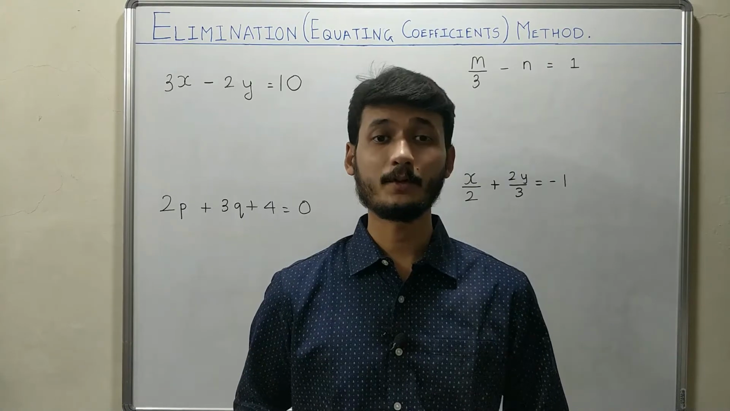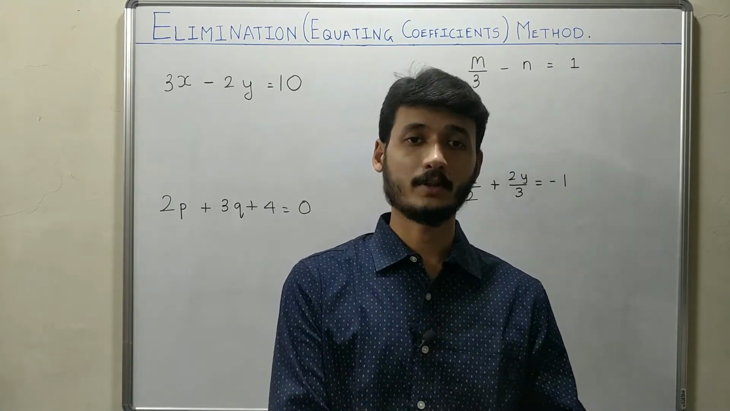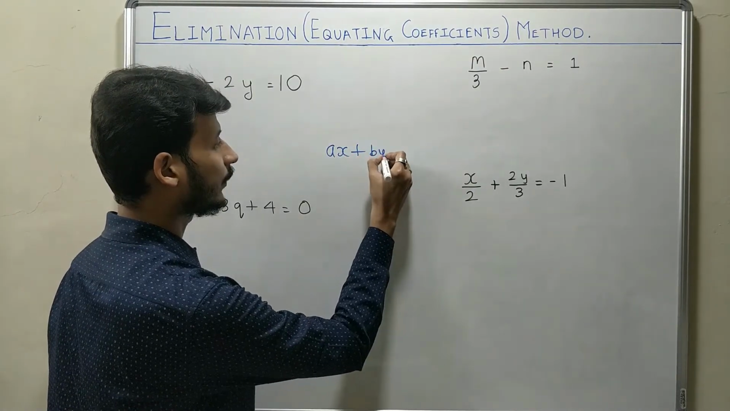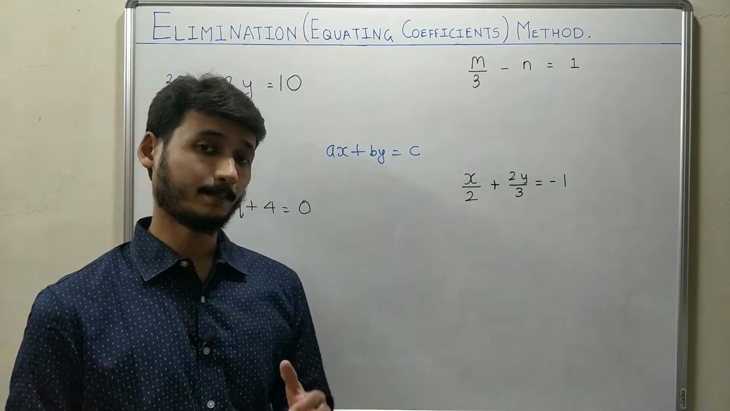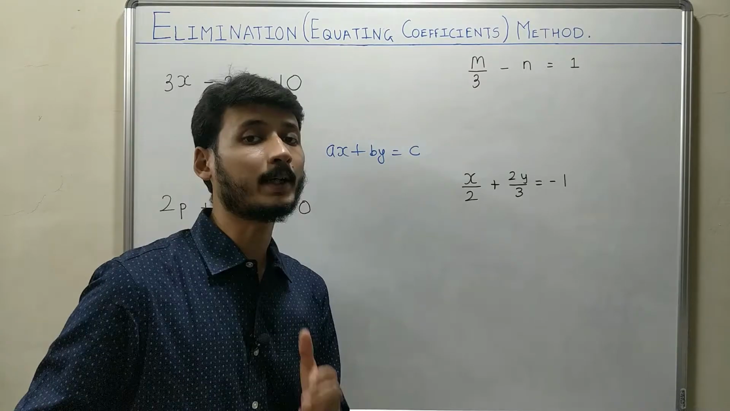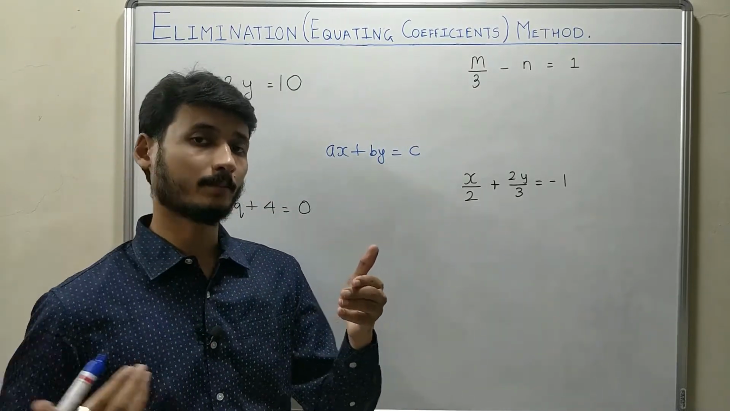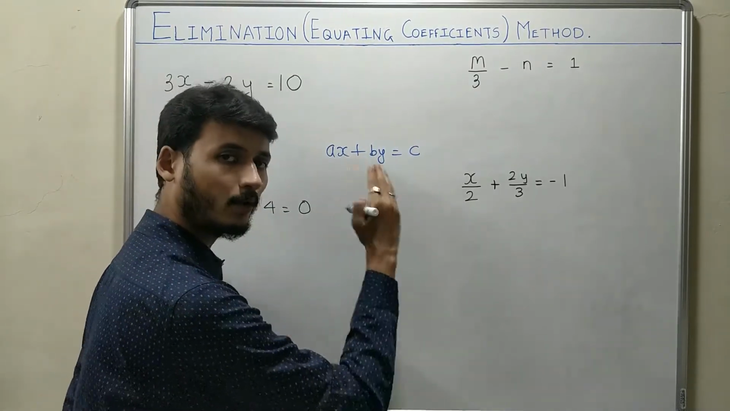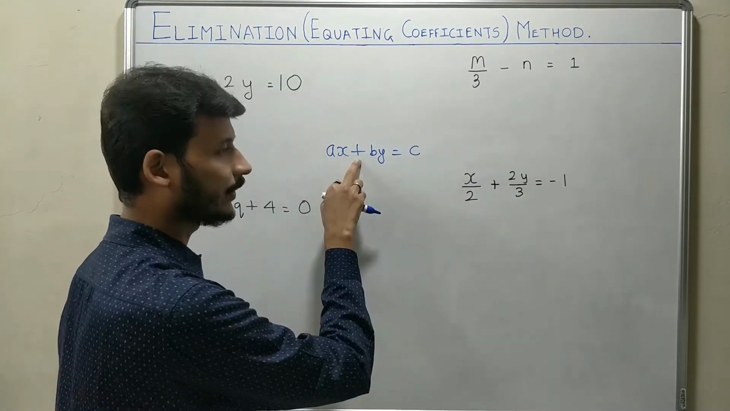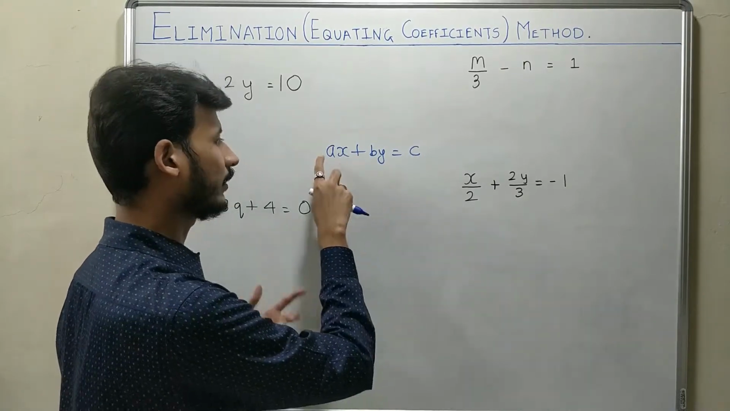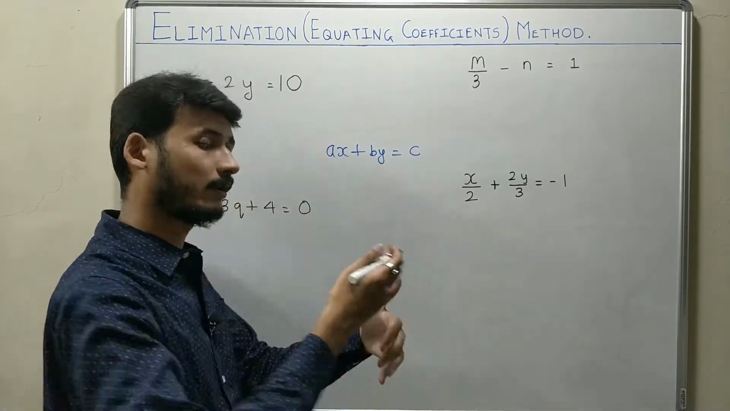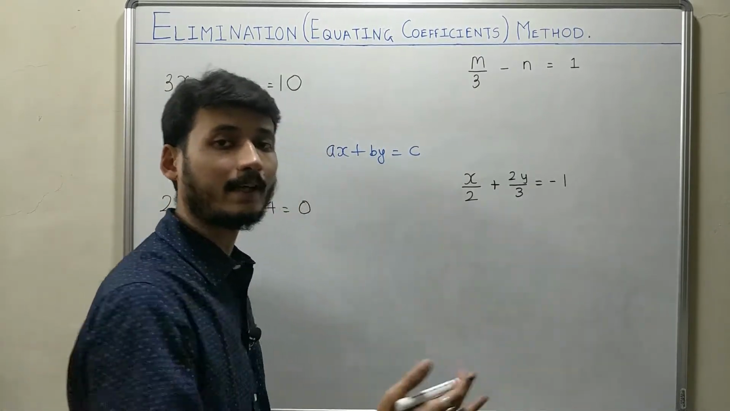In step number 1, what we have to see? We have to see whether the equations are in the form ax plus by is equal to c. In this form, the variables of the equation must be on the left hand side of the equal to sign and a constant term should be on the right hand side. That's it. We are not checking the plus sign over here. It could be minus or plus. The signs of the terms could be plus or minus, doesn't matter. But the form should be variables on the left hand side and the constant on the right hand side.